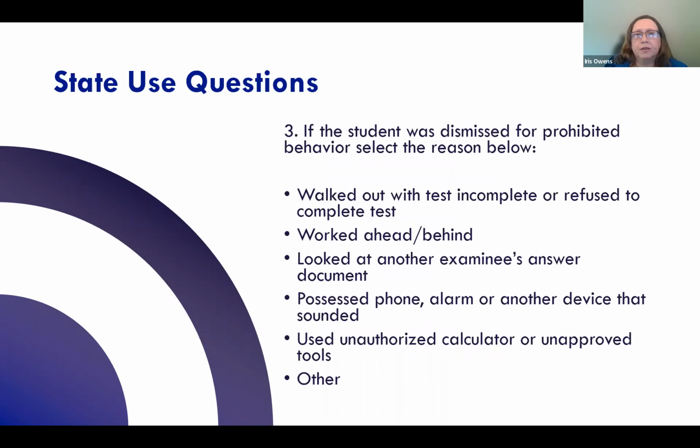Question number 3 is why a student was dismissed for prohibited behavior: they walked out with the test incomplete, refused to test, worked ahead or behind, possessed a prohibited item, and then other. If you put other, Maggie, Sis and I will probably ask you what the other was, so that we have a complete idea of why students were dismissed. We'll just reach out to you individually if these other reasons don't cover the reason why your student had a prohibited behavior. And those will be in Pearson Access next.